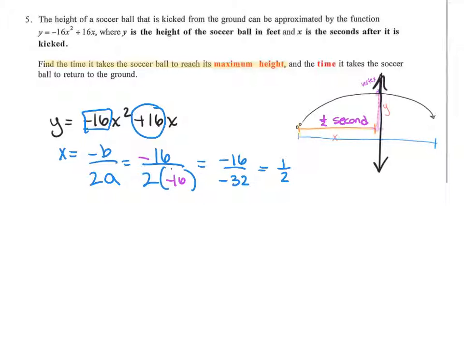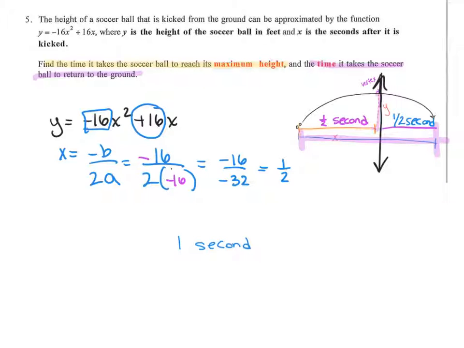Now, if it's also asking me how much time it takes for it to return to the ground, that means it's asking me from the moment I started, how long does it take for me to reach the ground again? Well, we just found that it takes half a second to reach the maximum height. That means that it's going to take another half a second to reach the ground again. So it is going to take a full 1 second for the ball to go from the moment it got kicked all the way back down again.